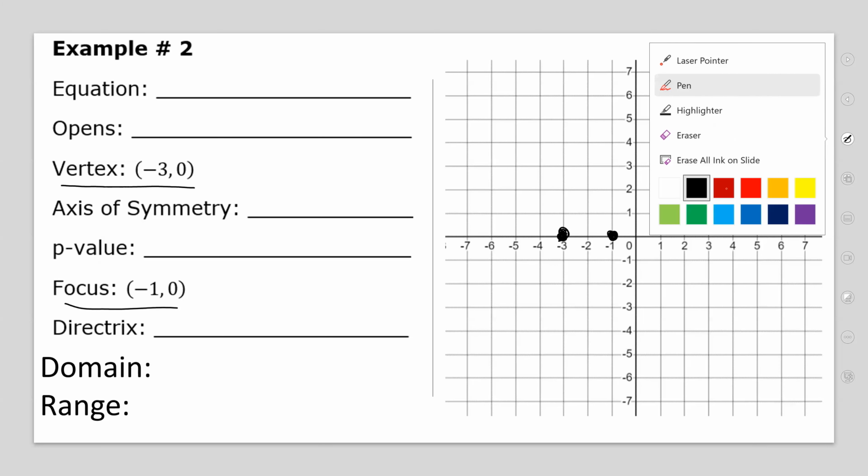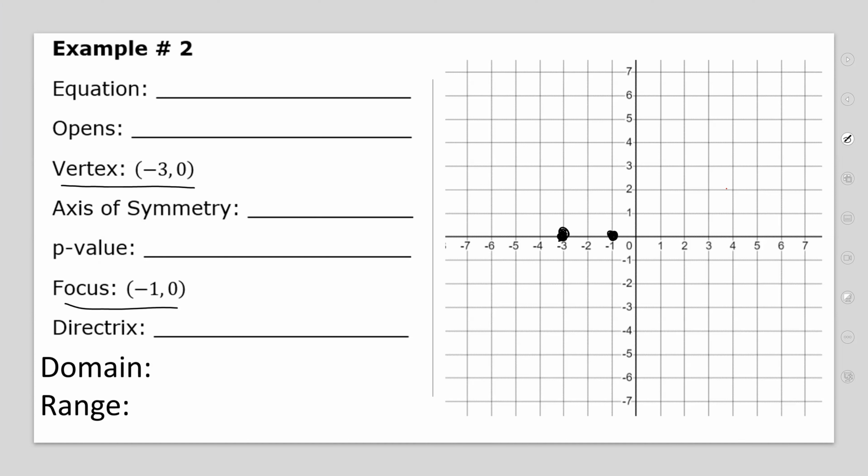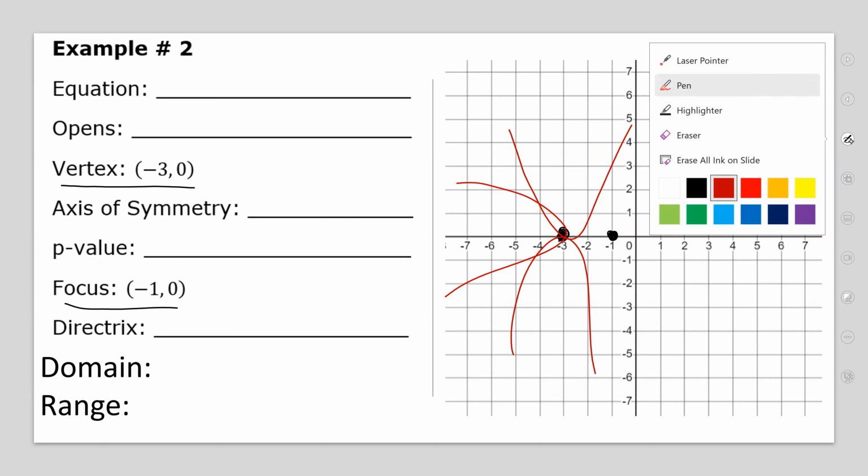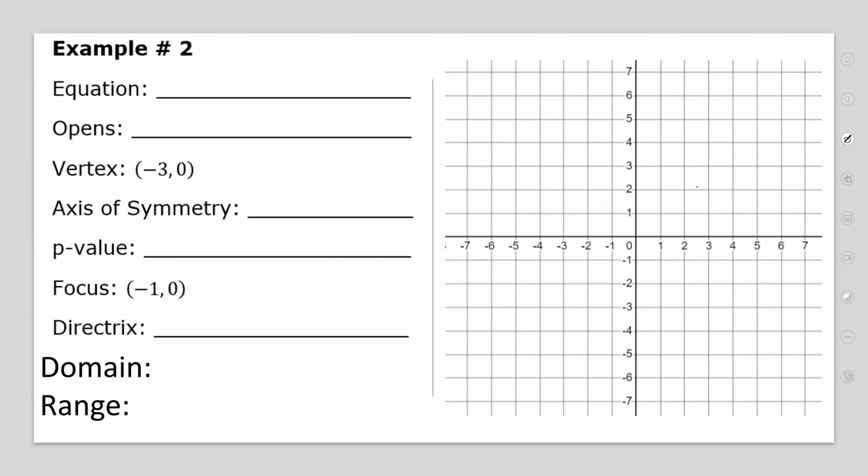Now, I saw a lot of students confused on how to draw the picture. Remember, the focus has to be inside of the parabola. If I drew it up, that's not inside of the parabola. If I drew it down, it's not inside the parabola. If I drew it to the left, it's not inside the parabola. The only way this would work is if I drew it this way. Now my focus is inside of the parabola, okay? So you need to draw it to the right. So everyone, for opens, right, right.